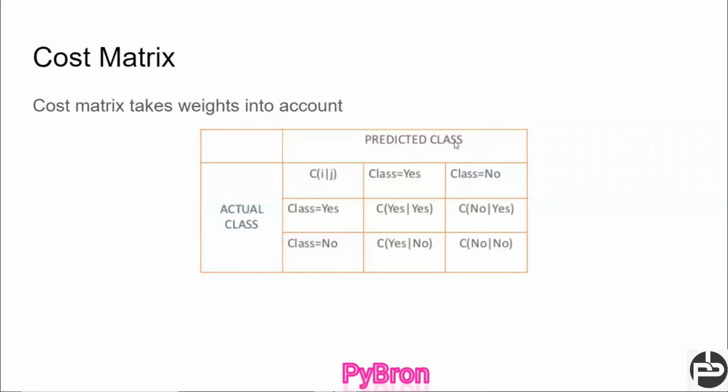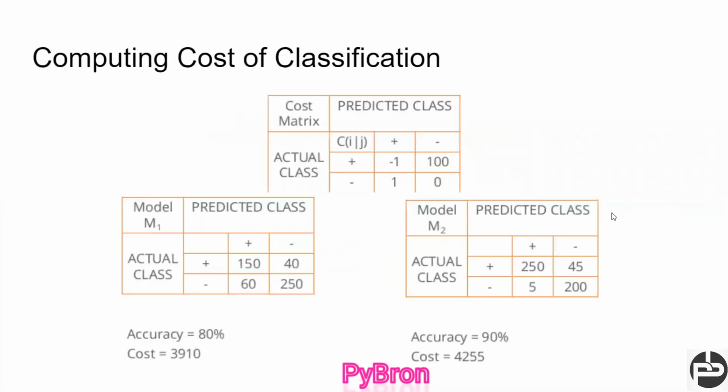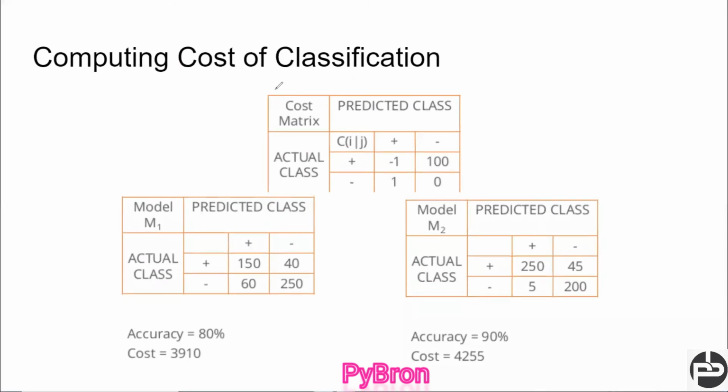There is a cost matrix you should learn. Only you have to learn this, no doubt. You only have to know this matrix. Just remember this matrix: -1, 100, 1, 0. Now how are we going to use it? See, this is model 1, this is model 2.